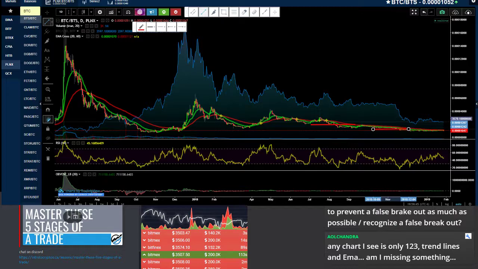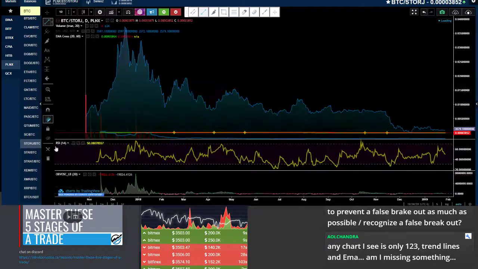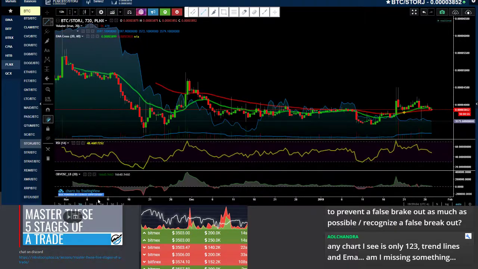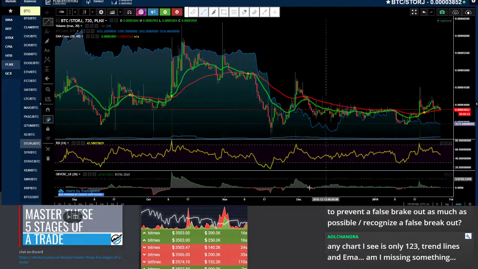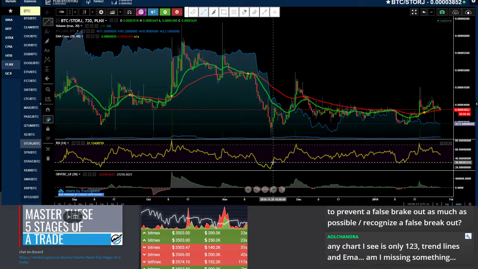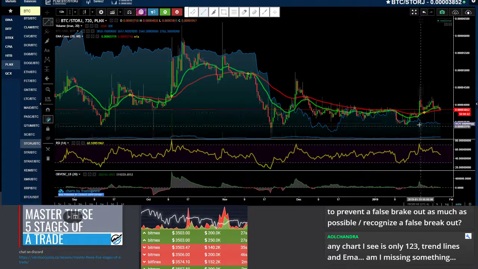Any chart I see is only 1, 2, 3 trend lines in EMA. Am I missing something? Hopefully that helped. If there's another indicator to help prevent a false breakout, I'll just add a couple more words on that. One thing I am doing is to include the RSI and the on balance volume. So I'm not just using the 1, 2, 3 bottom formation. I'm trying to look at some of the underlying forces that are at the same time as this.